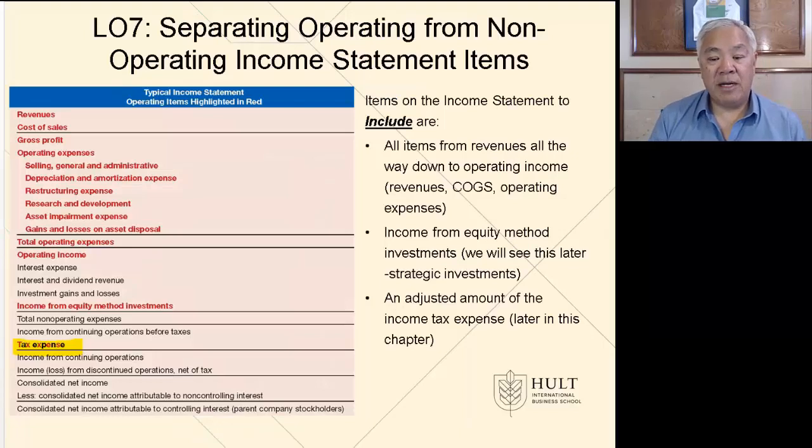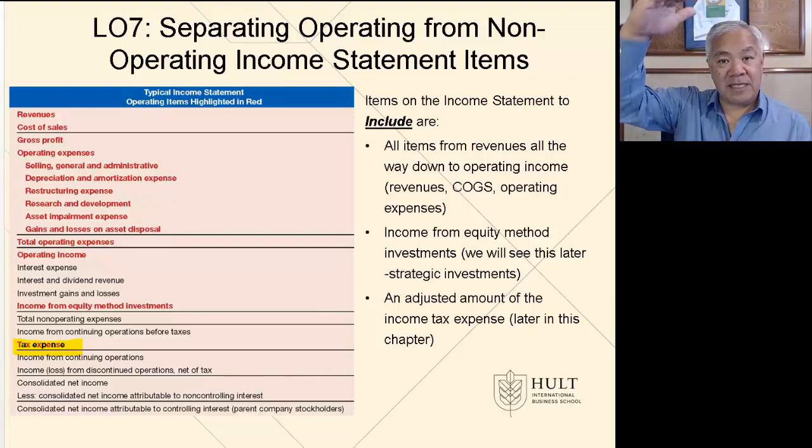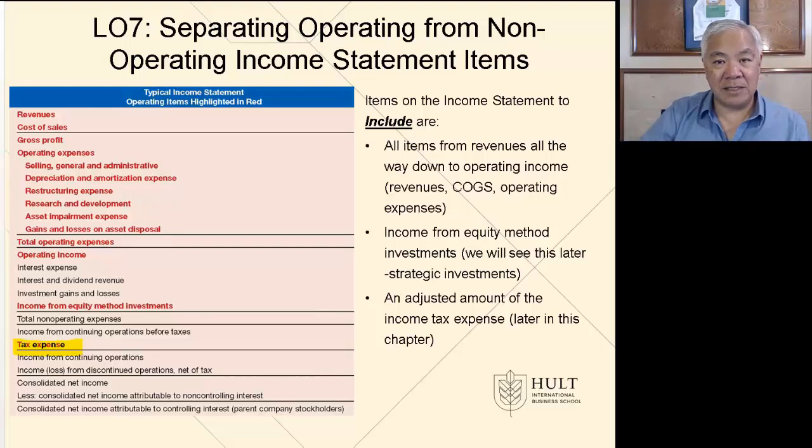Next, we'll look at separating the operating from non-operating items from the income statement. Again, same color scheme. If it's red, it's operating. If it's not red, it is non-operating. And this one's easier, frankly. Everything from sales down to operating income is operating. That's why we call it operating income.